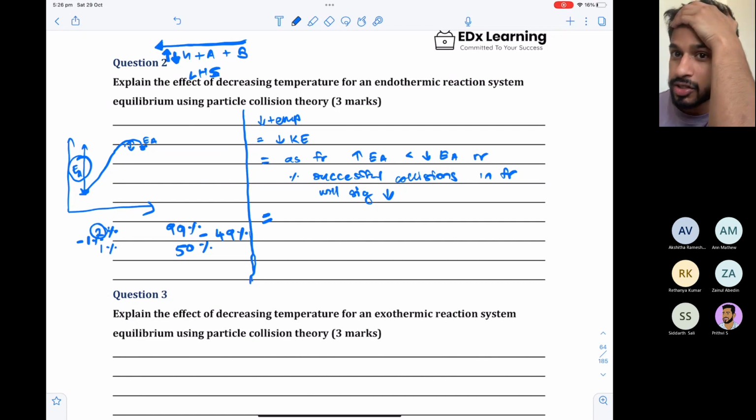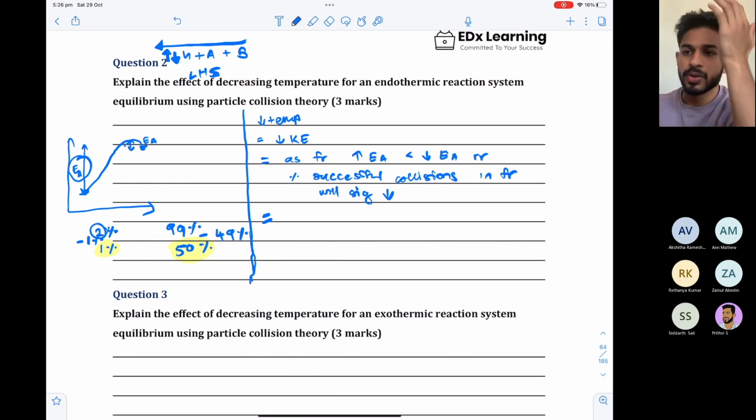Just looking at the change in percentage. Pardon? Yes, the reverse reaction rate has been affected more. Very good. But having a look at the final changes, we're at 1% now, and we're at 50% now, right?